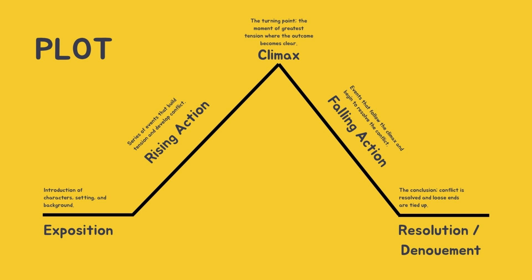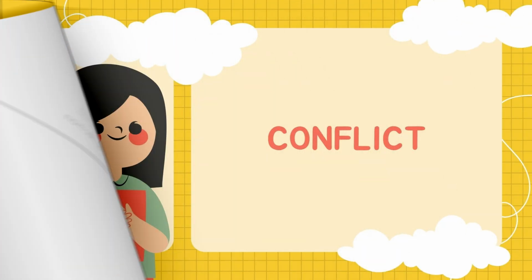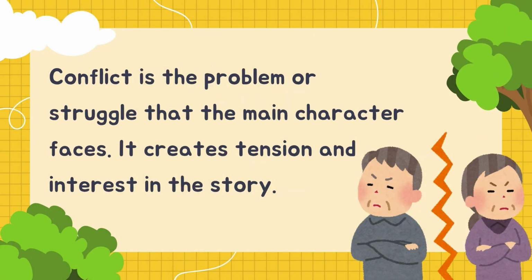Falling action. Events that follow the climax and begin to resolve the conflict. Resolution or denouement, the conclusion. Conflict is resolved and loose ends are tied up. 4. Conflict. Conflict is the problem or struggle that the main character faces. It creates tension and interest in the story.